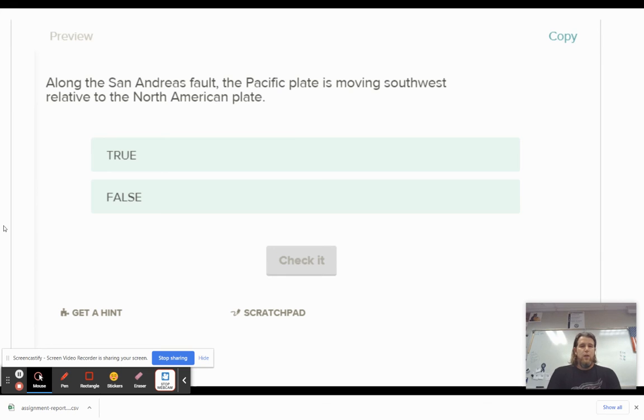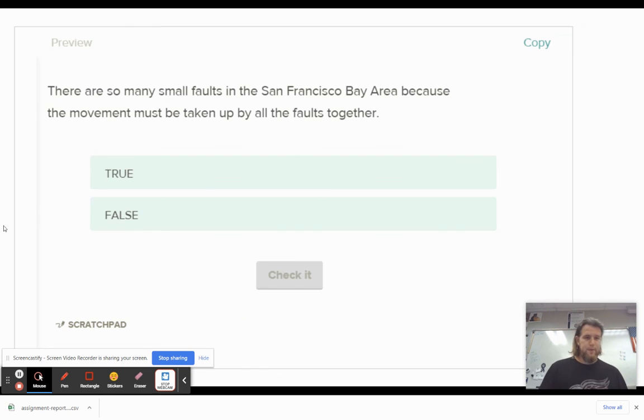And this is just a nice little true or false, and it's very relevant to the area we're living in. Along the San Andreas Fault, the Pacific Plate is moving southwest relative to the North American Plate. Well, you're going to be looking at that in the CK12 unit, but essentially, I have to look at a reverse sort of thing here since I'm looking at my little picture. We'll call this the North American Plate, and this is the Pacific Plate. But the motion has shown us that the Pacific Plate is actually going up to the northwest relative to the North American Plate. So this one would actually be false. It is not moving southwest, it is moving northwest.